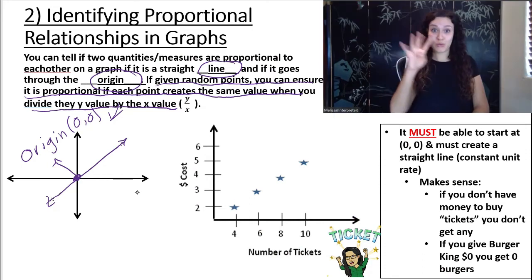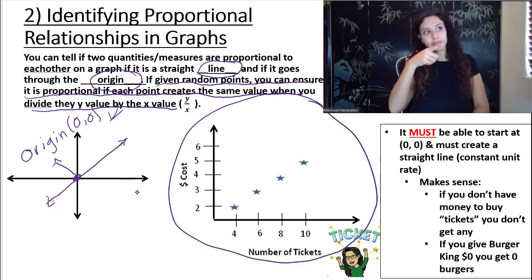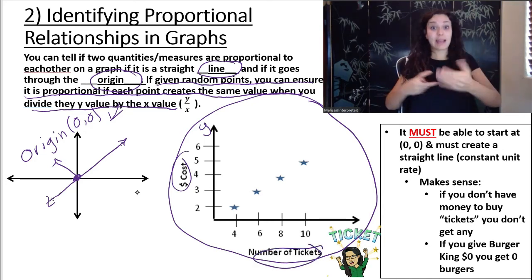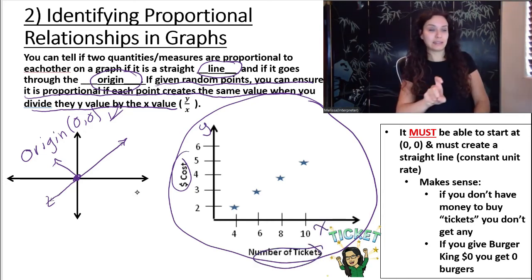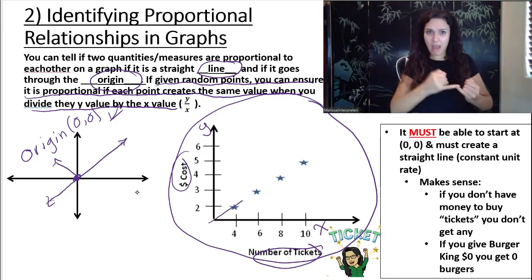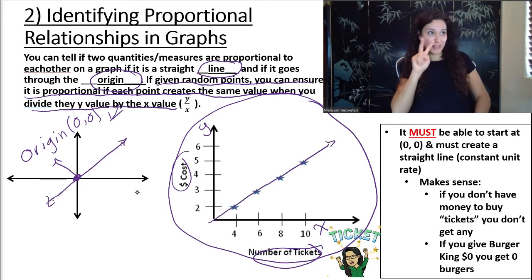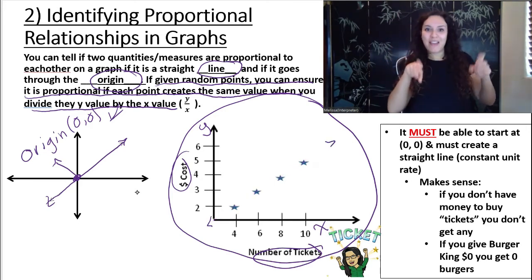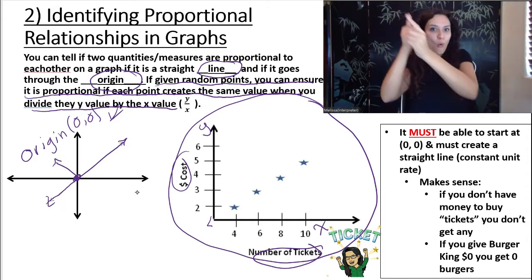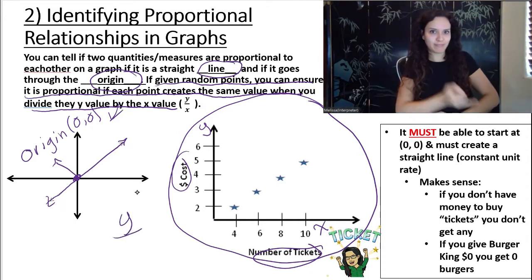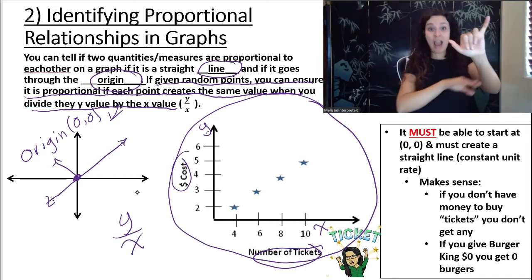So if I look at this graph right here, it's talking about money for my y and number of tickets for my x. And even though it doesn't look like there's a straight line on it, you can pretty much tell that it makes a straight line and it goes to the origin. You can kind of tell, but we don't really know until we test each of those points. So remember, we're going to do y over x.